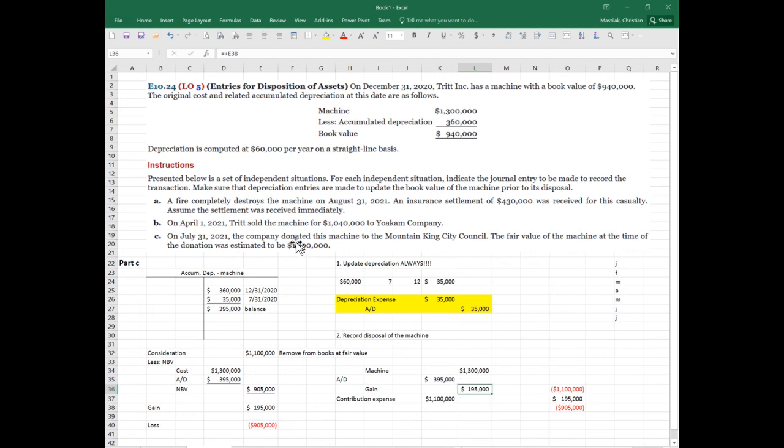This is a bit of a weird scenario. This is not the most common thing. The donation of a machine is much less common than selling it for cash, which is part B, or getting some other kind of cash settlement, which is part A. So you don't need to know all these intricacies, but I did want you to at least see this principle of fixed asset transactions happen at their current fair value at the time of the transaction. That's what's going on here.